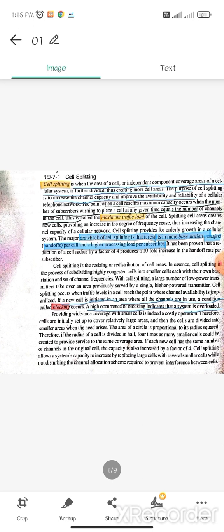And there is a drawback in the cell splitting, that is it results in more base station transfers per call and higher processing load per subscriber. If a new call is initiated in an area where all the channels are in use, the condition is called blocking. A high occurrence of blocking indicates the system is overloaded.